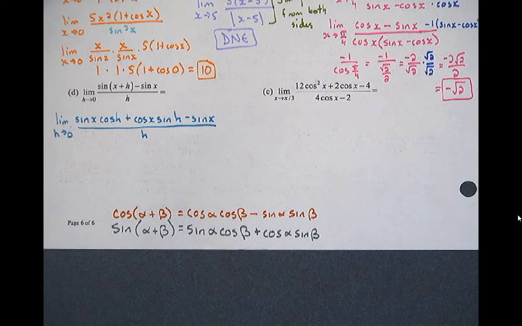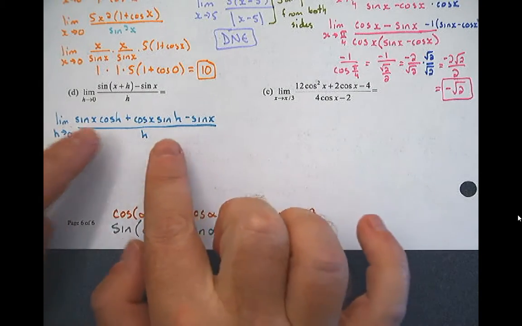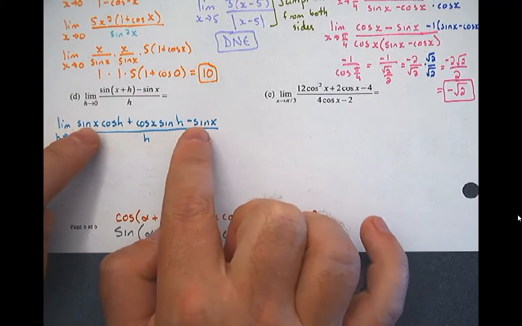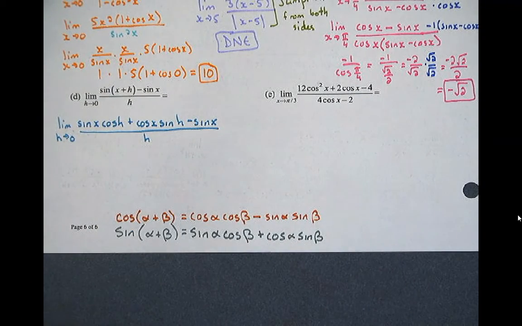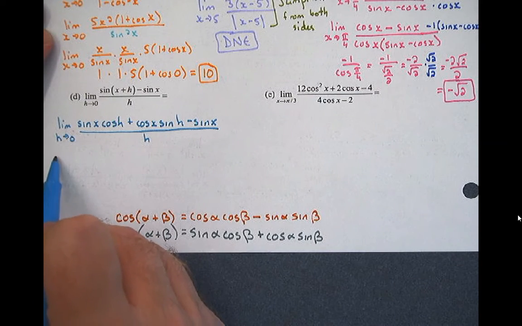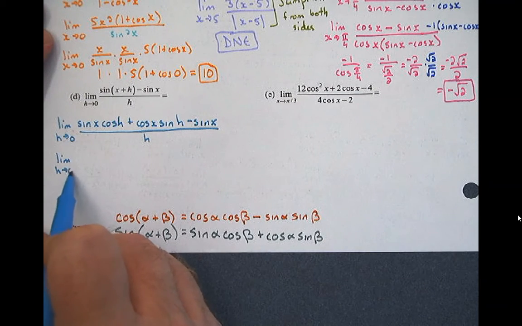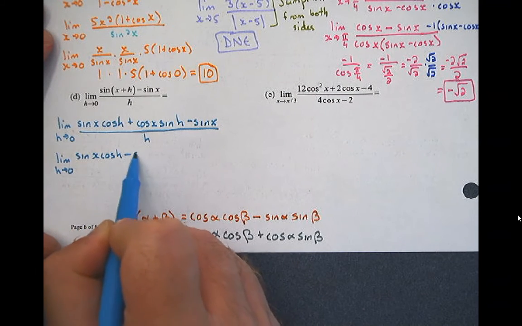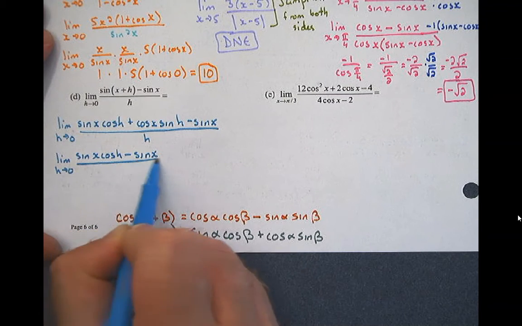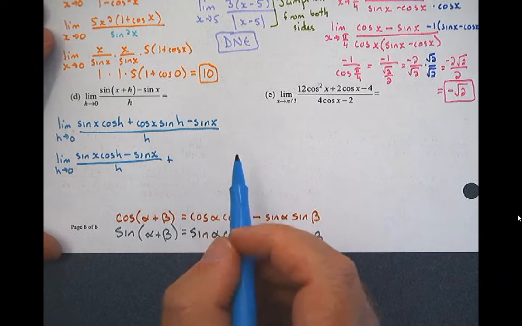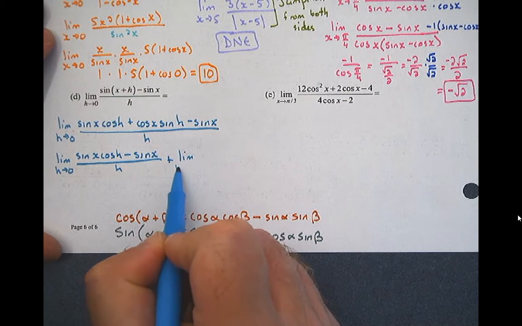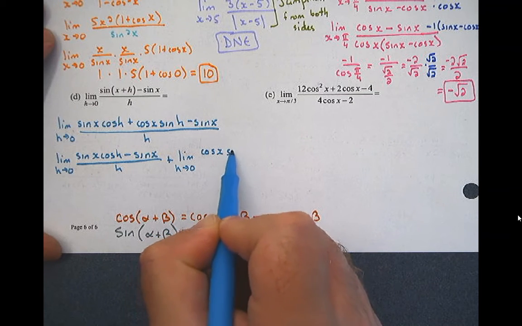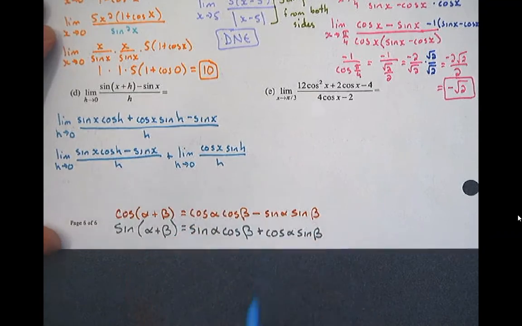All right, so my math voice at this point would notice that I've got nothing in common until I get to these two sines. That's the only thing I have in common. So my math voice would just say, get those together. So I'm going to break it up into two fractions. The limit as h approaches 0 of sine x cosine h minus sine of x all over h, plus the limit as h approaches 0 of cosine of x sine of h all over h.